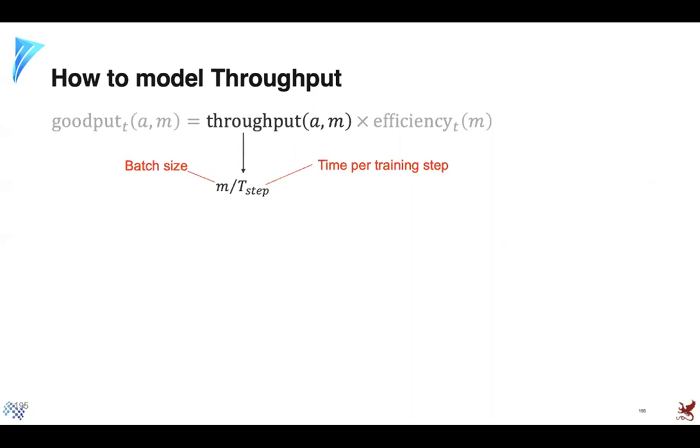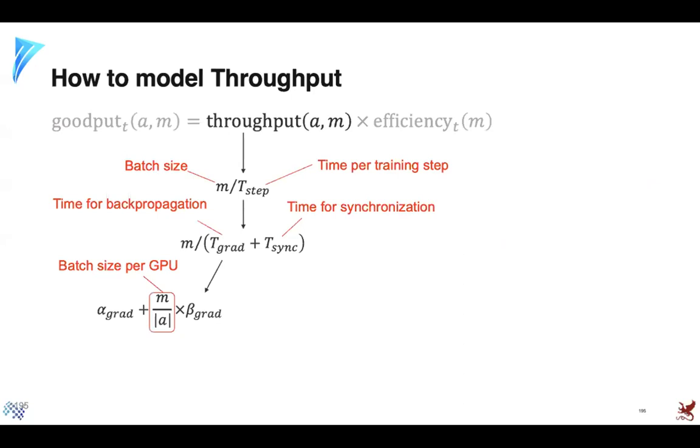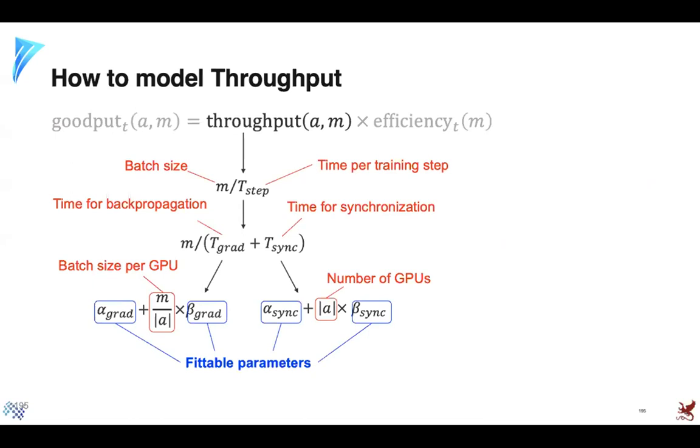On the one hand, we're able to model the throughput by, for example, expressing it as the batch size divided by the time it takes per training step. And the time taken per training step can be further decomposed into the time spent calculating the gradients during backpropagation and the time needed to synchronize the gradients over the network. The time for backpropagation can be modeled as a linear model of the batch size used per GPU, while the synchronization time can be modeled as a linear combination of the number of GPUs. So when the number of GPUs increases, the time it takes to do synchronization might also increase. And these parameters of the linear model can actually be fitted and learned during runtime when a model is being trained.